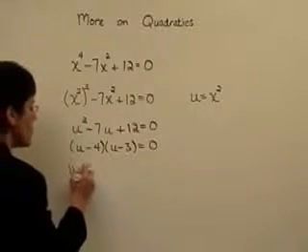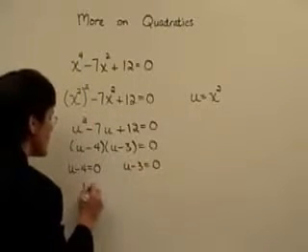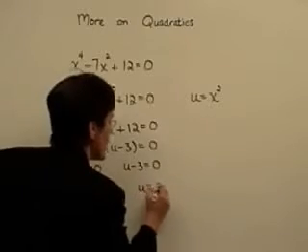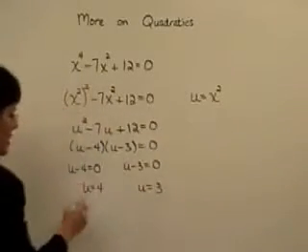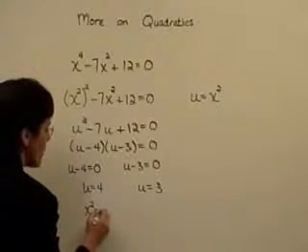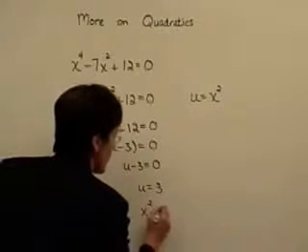And so u minus 4 equals 0, and u minus 3 equals 0. So u has got to equal 4, and u has got to equal 3. But remember, u is x squared. So come on over here and say, I'm looking to solve for x, and I know that x squared is equal to 4, and x squared is equal to 3.